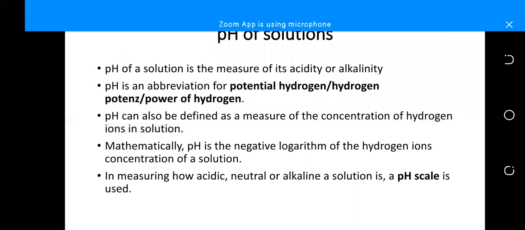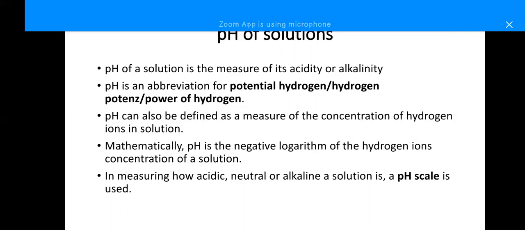So okay, pH can also be defined as a measure of the concentration of hydrogen ions in solution. What I just said, that the power of hydrogen is assessed, is a measure of the concentration of hydrogen ions in solution. So pH measures the concentration of hydrogen ions in solution. Now, mathematically, or for pure chemistry students, you can define pH as the negative logarithm of the hydrogen ion concentration of a solution. So that is pH.